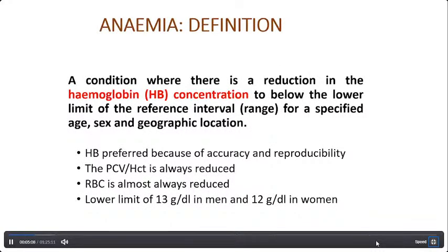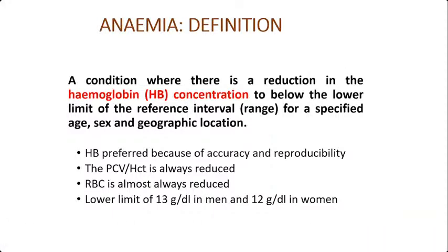So the definition of anemia, again, you should have done this in your earlier class. Anemia is defined as a condition where there's a reduction in the hemoglobin concentration. So I have highlighted the hemoglobin concentration in red because a lot of people come and tell us about red cell counts, hematocrit, whatever else, but we prefer to use hemoglobin concentration, and I will tell you why.